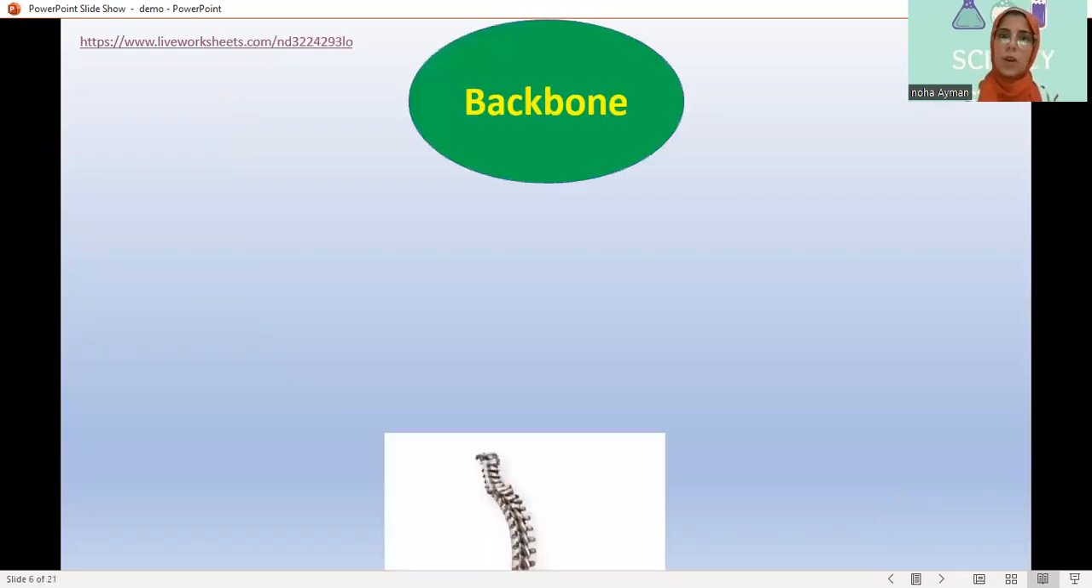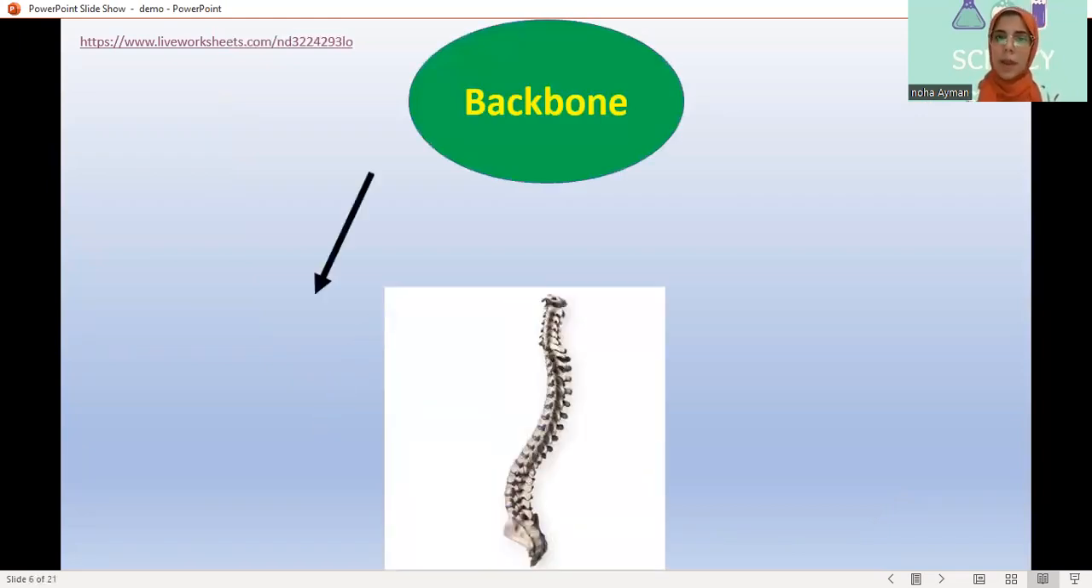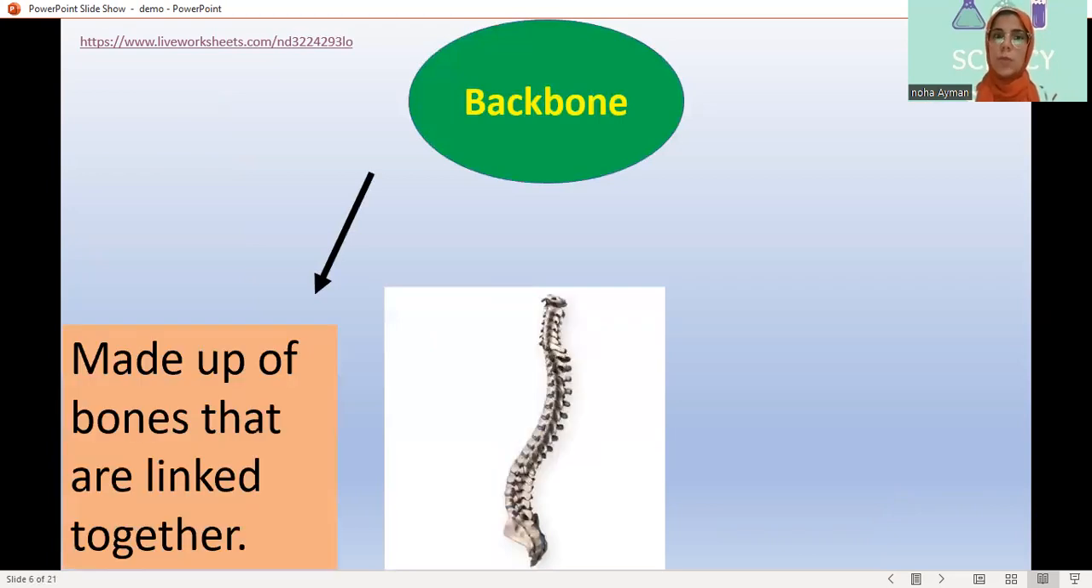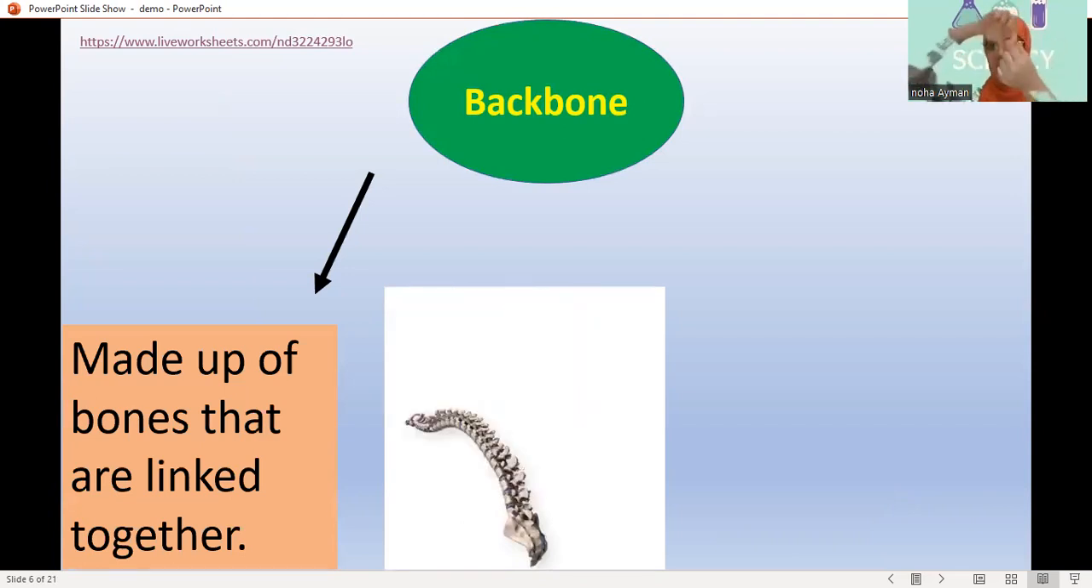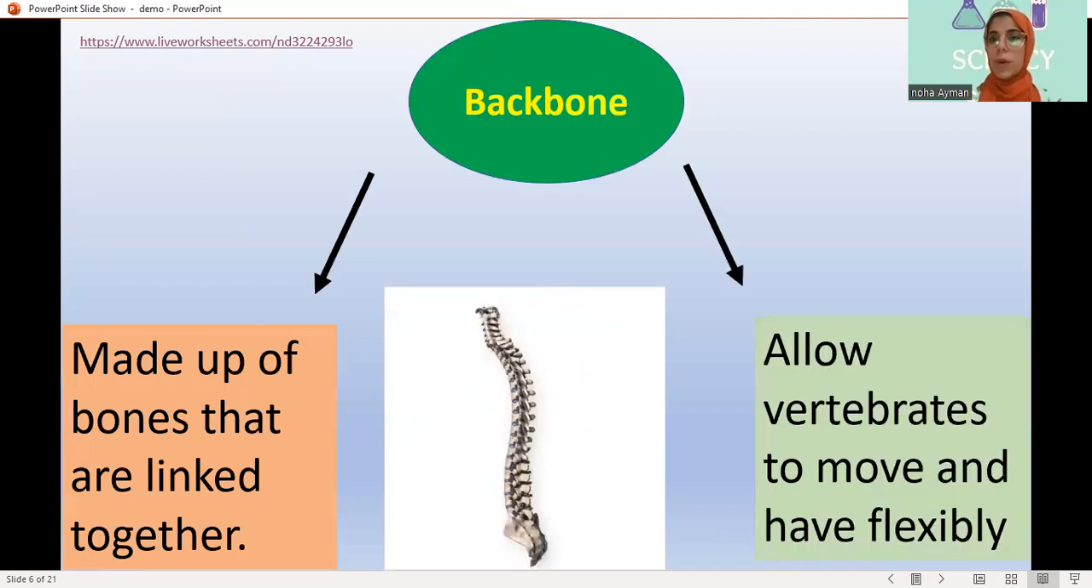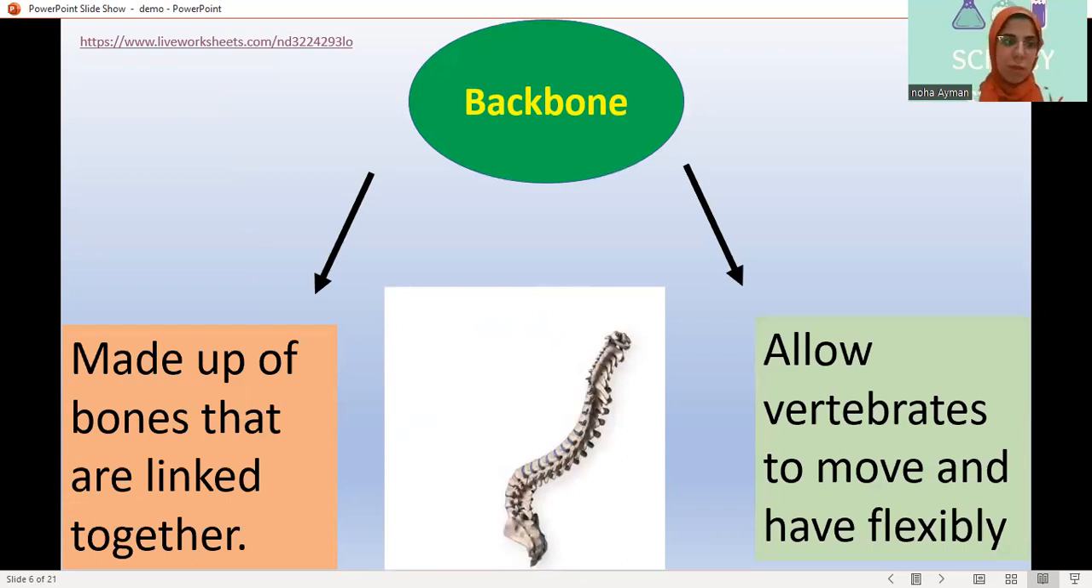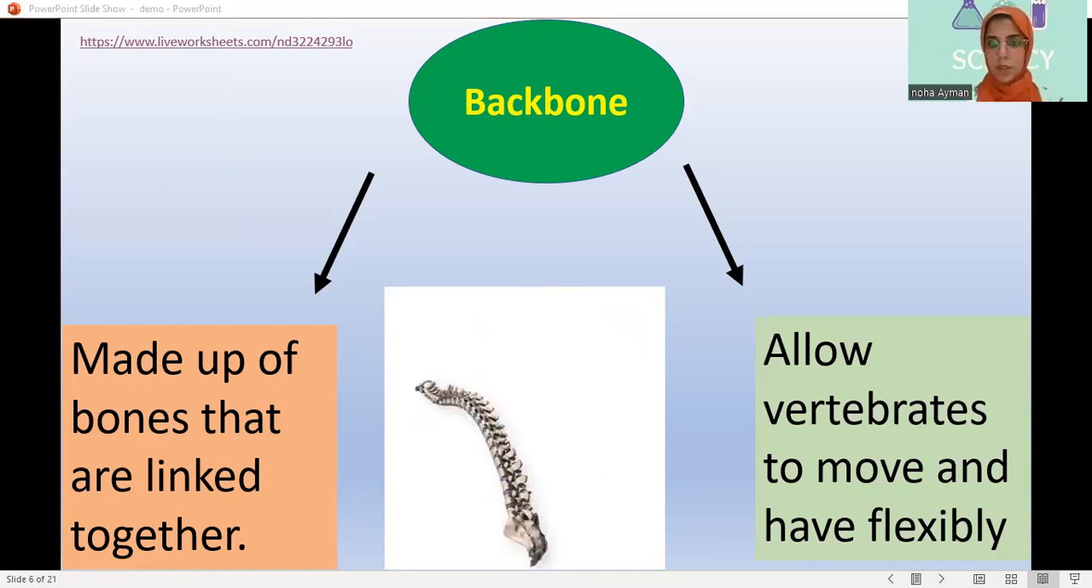So we are going to discuss more information about the backbone. The backbone consists of bones. These bones are linked together. What is the meaning of the word link? Link, like if you have a bone and another one, they are linked together, like connected together. That helps you to move your body and helps all vertebrates to move and have the flexibility to move around and change position more easily from one place to another.